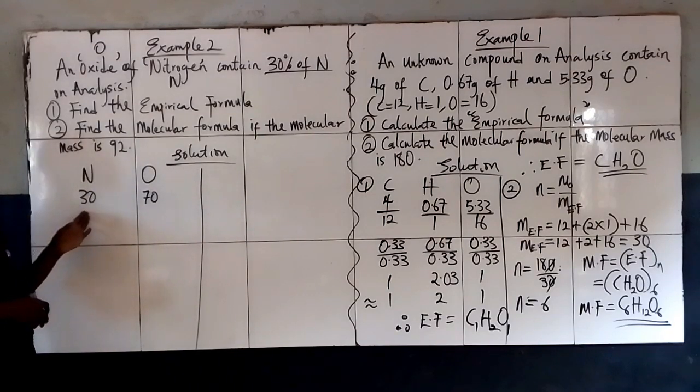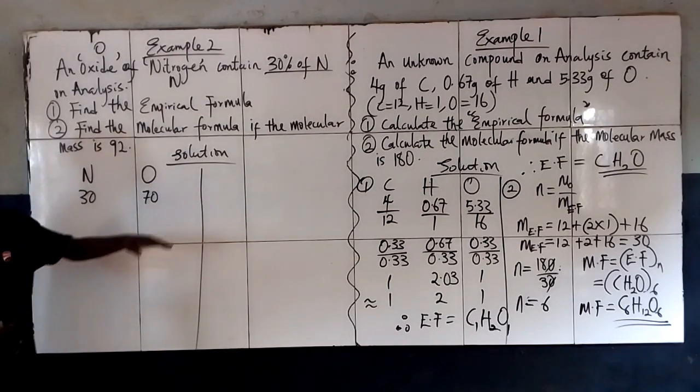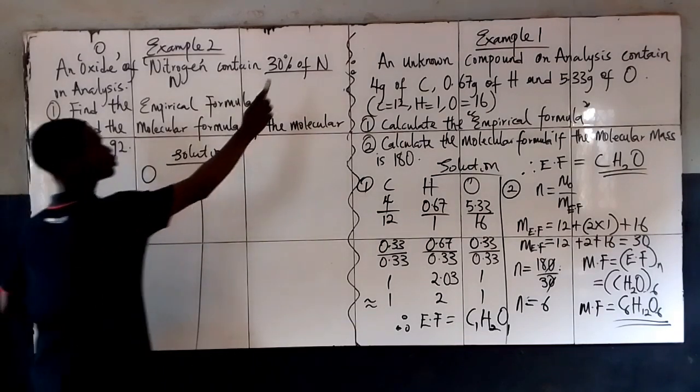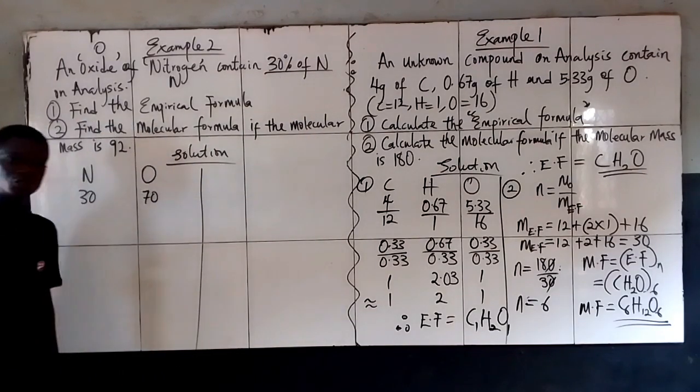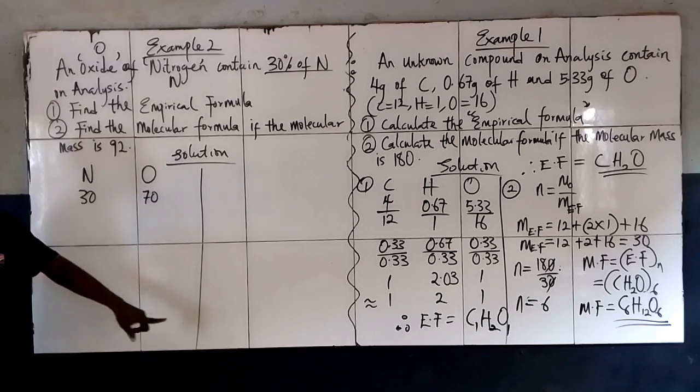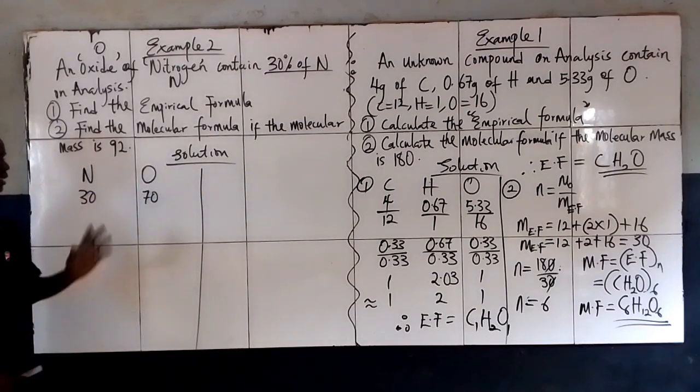So while 30% is for nitrogen, the remaining 70% is for what? Oxygen. If we were told that it was, let's say, 60% of nitrogen in this unknown compound, the rest, which is 40%, because out of 100 you still have 40%, will now be for what? Oxygen.